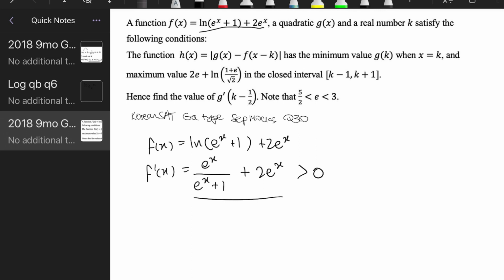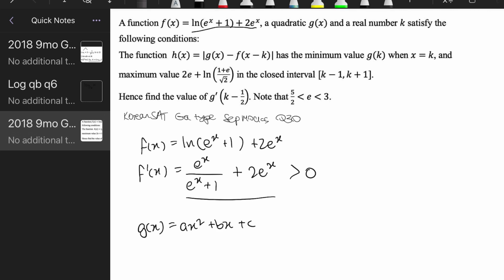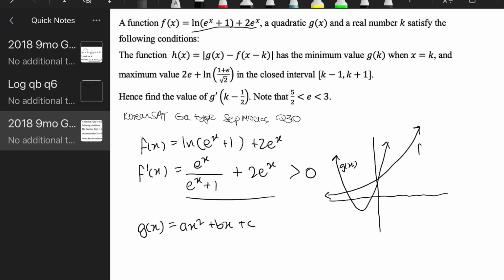Since the quadratic isn't defined in the question, so g of x, we'll simply define this as ax squared plus bx plus c. So let's draw these two functions roughly on a graph. We don't know everything, so we'll just do our best and make a guess. So f of x is always increasing, approaches infinity as it goes to infinity, approaches 0 as it goes to negative infinity. So it'll probably look something like that. And g of x, we'll just guess. We don't really know anything, so we'll just draw something like that. So we have g of x here and f of x here.